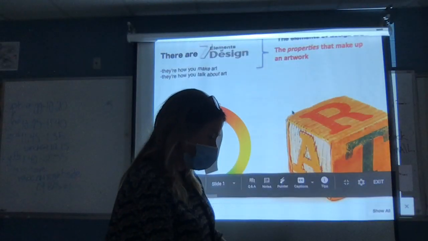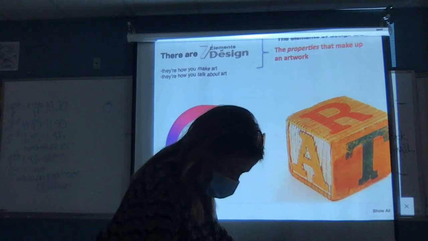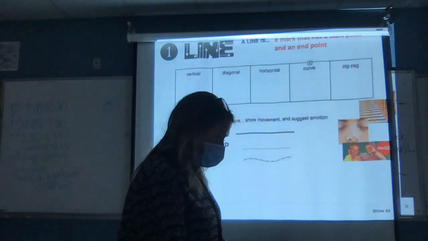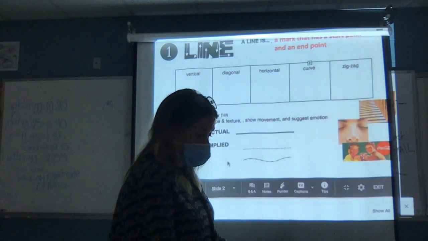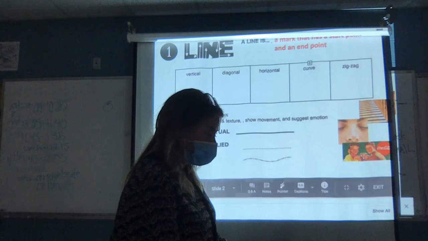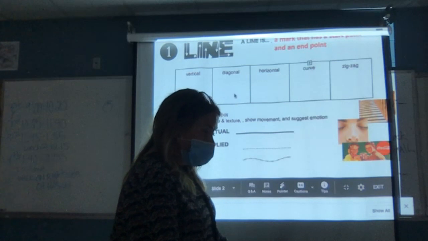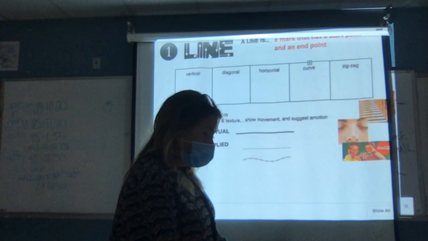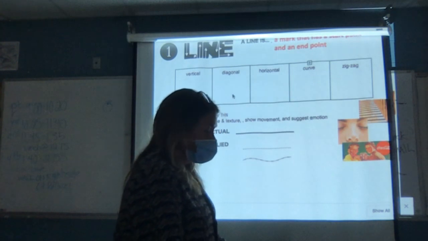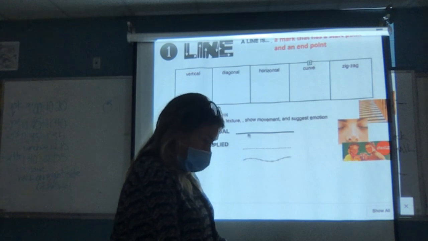Okay, so I told you that in art we have the elements of art, and then we have the design principles. I just wanted to show you this image a little bit more, because this is what you're going to be doing today. My virtual people, this is what you're going to be doing today. I've told you that there are vertical, diagonal, horizontal, curved, and zigzag lines. And I've also said that these lines can be thick or thin.